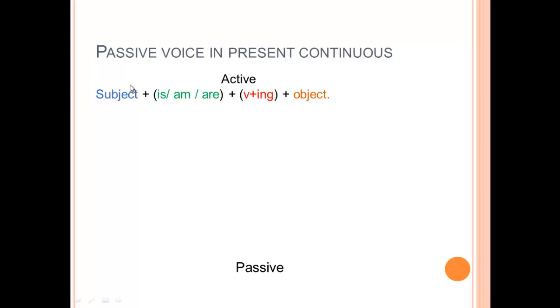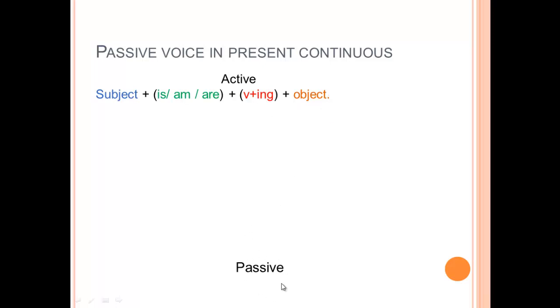Okay, subject, verb to be, verb with ing, and object. Verb to be could be formed as is, am, or are, according to the subject, if it's plural, singular, or the pronoun I. Verb in present continuous usually has the ing suffix at the end, and the object goes at the end of the sentence as usual.